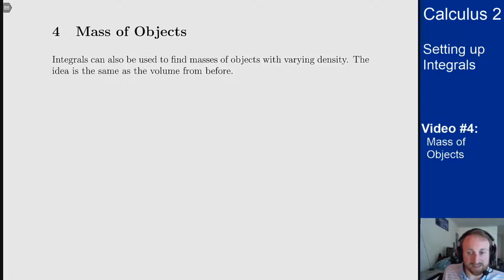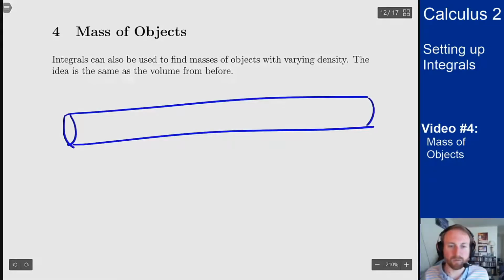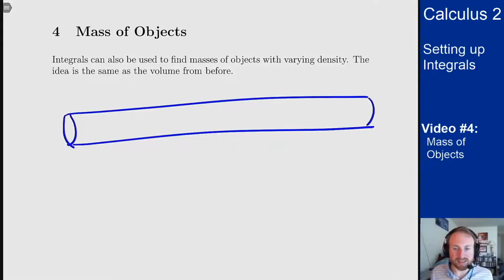So the basics of it is the same, where we're going to chop things up into little pieces and then use that to give us the answer. So if I have an object, like a rod like this, I want to find the total mass of it. And say the density varies as you go along. A way this could work is if you have an alloyed material where at one end it's entirely one metal, the other end it's a different metal, and it smoothly transitions between the two, that would give you a varying density throughout the length of the rod.